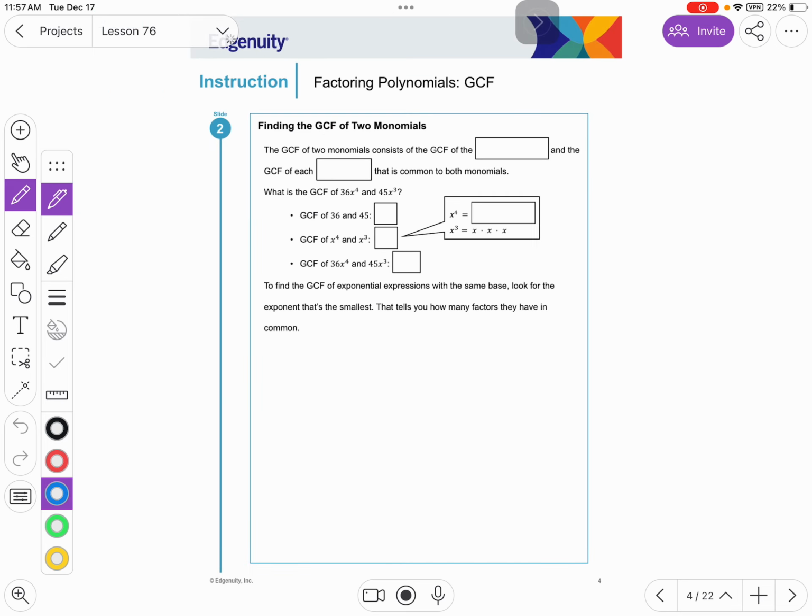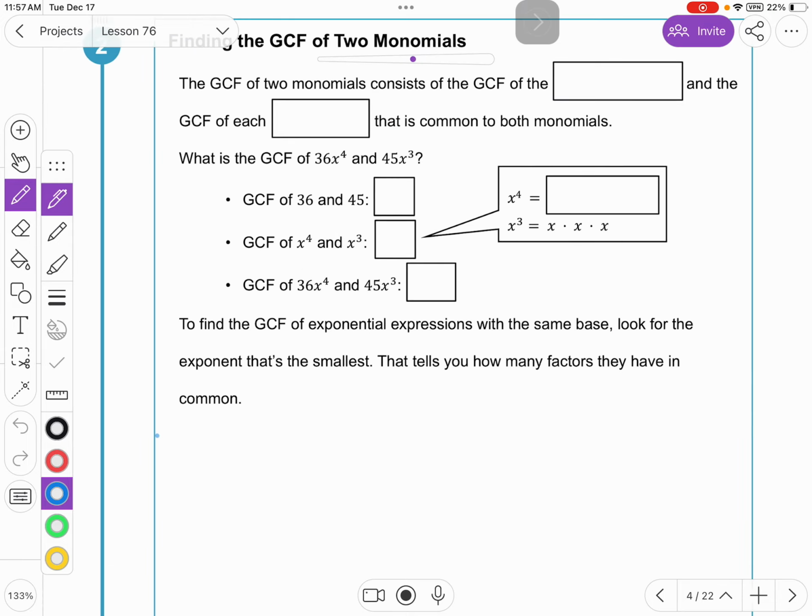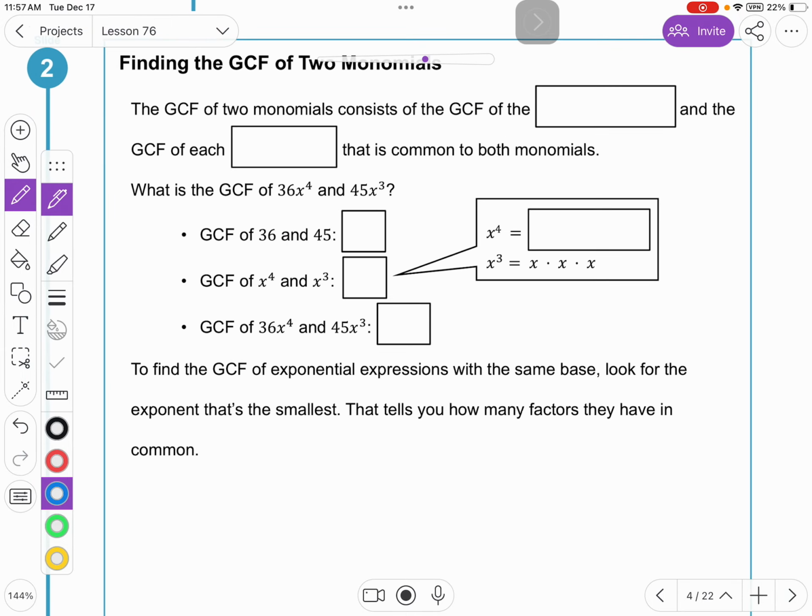Okay. The GCF for two monomials is a little bit more difficult. When we're working with monomials, we have to get the GCF not just for the number out front, that's called the coefficient, but also for the variables. So we have to do it for both. So, for example, if we were looking at these two monomials, we're trying to find the greatest common factor.